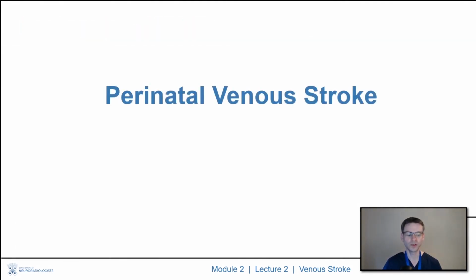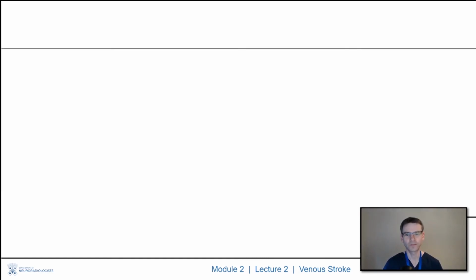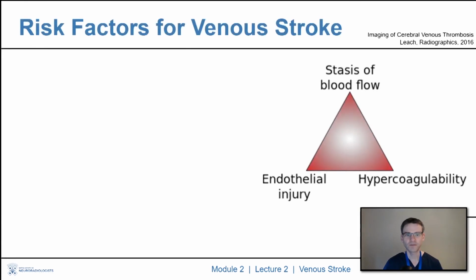So we're going to move on to specific scenarios. And the first scenario we looked at was perinatal venous stroke. So the risk factors for venous stroke are common across the age groups. And you remember Virchow's triad of stasis of blood flow, endothelial injury, hypercoagulability.